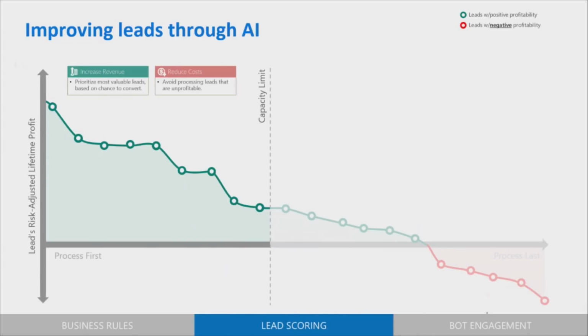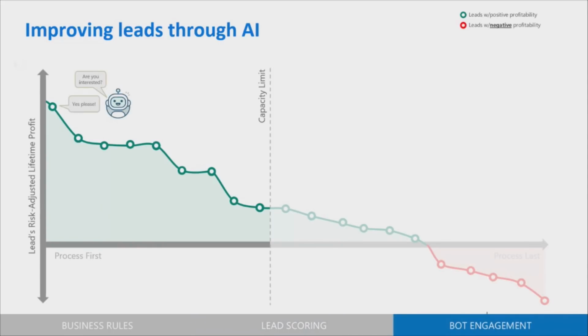But this is just a prediction. We specifically predict the probability of that lead to convert to a sales qualified opportunity. The problem is you don't always get that prediction correct. And so that's where bots come in. So we'll use bots to ask leads, hey, are you actually interested or not? And sometimes they say, yeah, I'm interested. Definitely, please contact me. And so we'll move those up to the top of the queue.